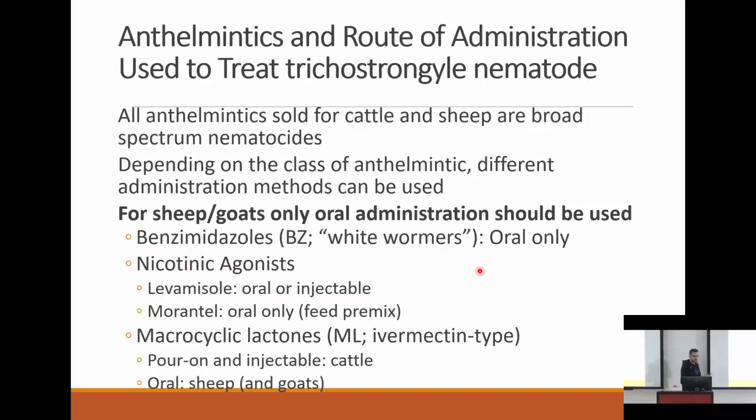Levamisole, these are membrane depolarizers or nicotinic agonists, oral or injectable. Morantel normally comes with the feed premix, orally. Macrocyclic lactones, these are the ivermectin type of drugs. They come in pour-on or injectable form in the case of cattle, and oral in the case of sheep and goat.